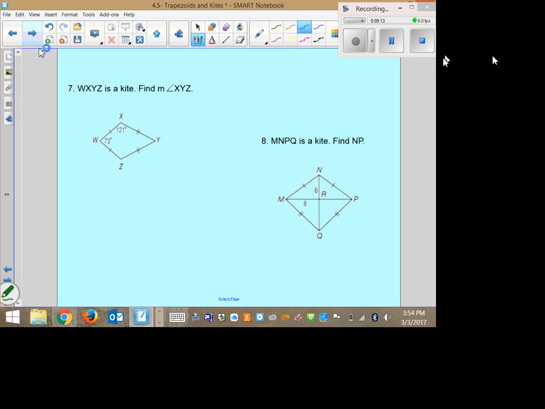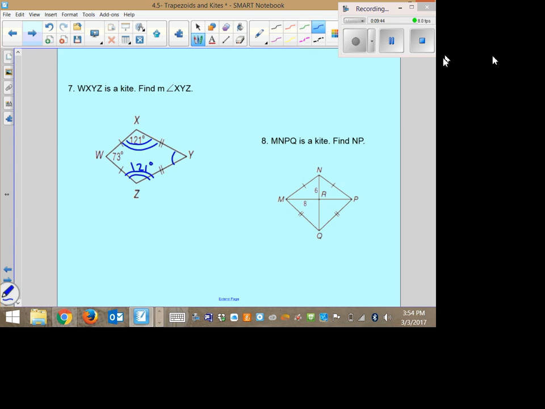So number 7, we have WXYZ is a kite, and we want to find the measure of angle XYZ. So XYZ, we're looking for this right here. We know that angle X is congruent to angle Z, since those are our non-vertex angles, the ones that are between the sides that are not congruent. So we know that angle Z is 121 degrees.